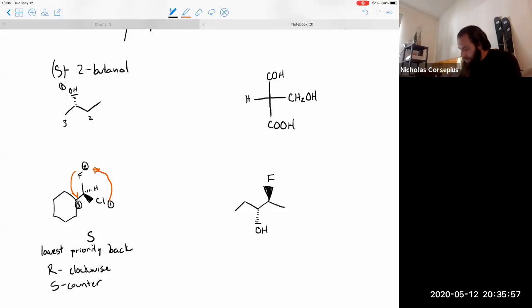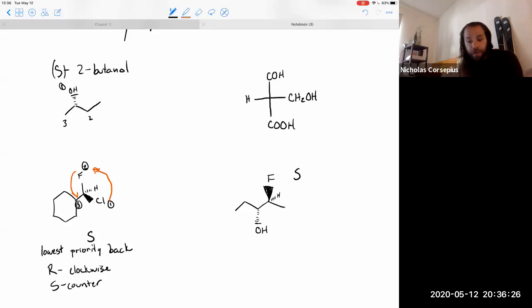All right, so I'm going to focus on this one first because it's going to be the easiest, because my lowest priority group is already pointed to the back. So fluorine's 1, this guy's 2, my methyl carbon's 3. So that makes this an S stereocenter. This has 2 stereocenters, so I got to jump to the other one.